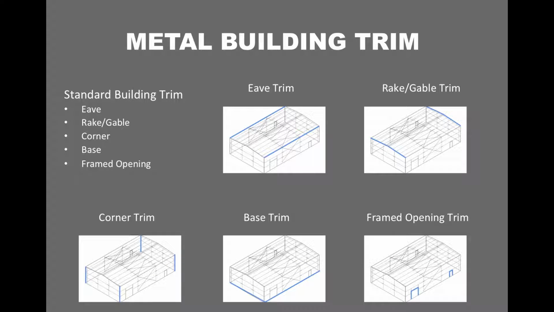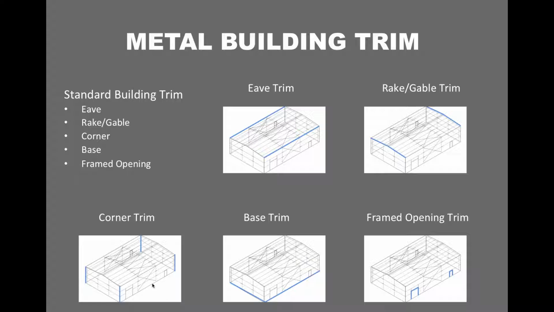Alright, so next we're going to talk about the trim of a metal building. The trim basically breaks down into 5 different elements or locations. You have your eave trim, which is located at the building's eave on its side walls. Then you have the rake or gable trim, which is the trim located on the building's end walls or gable walls, and that's the trim piece that runs from the eave to the peak and then back down to the other eave.